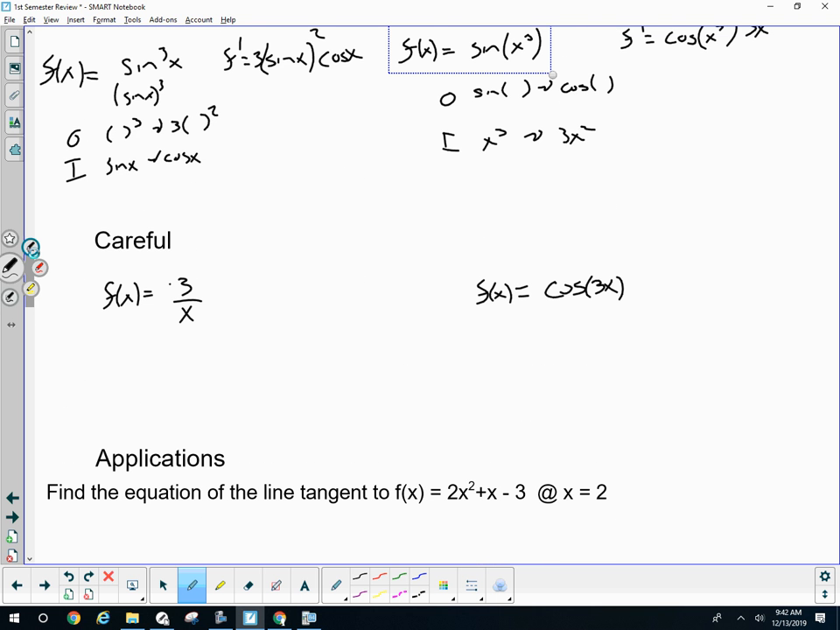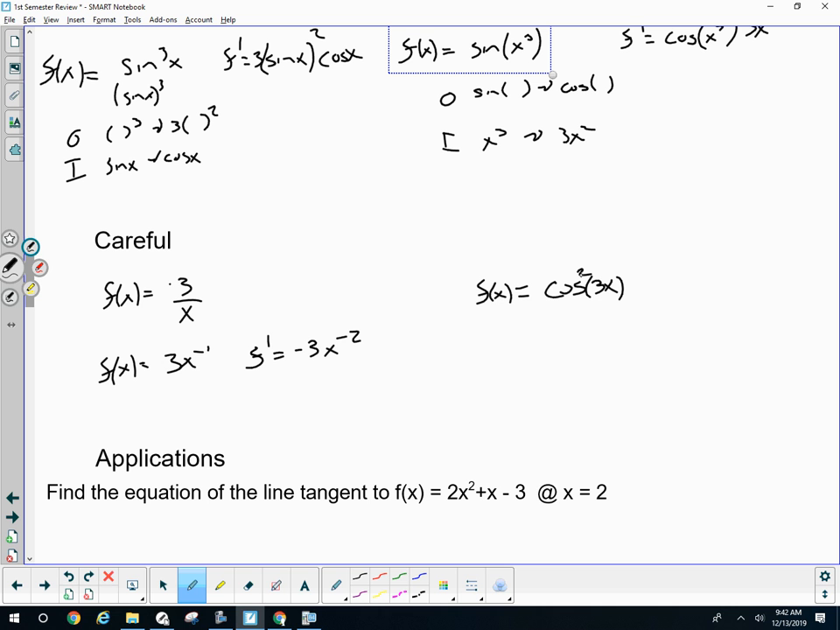Careful, just some things that trip up students. 3 over x, you don't have to use the quotient rule for that. I'd advise you to write this as 3x to the negative first, then use the chain rule, not the chain rule, use the power rule. Bring down the negative 1, I got negative 3, x to the negative second.